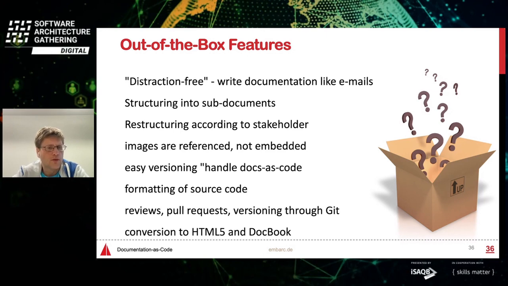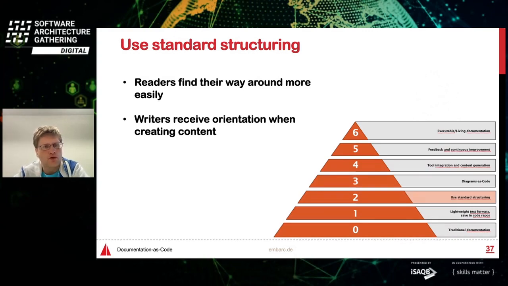We can reference source code. And it's quite easy to use the same processes as for source code development, like code reviews. We can also review our documentation. We can use pull requests. We can version it in Git and create different results like HTML5 or DocBook, and then also PDF, or export it to Confluence and so on. So that's the first stage of our maturity level. Let's go to the second one.